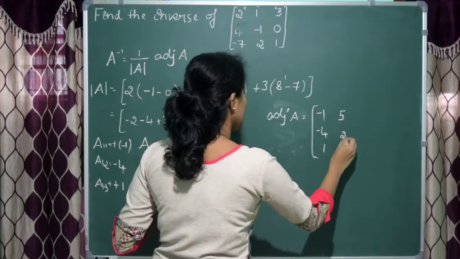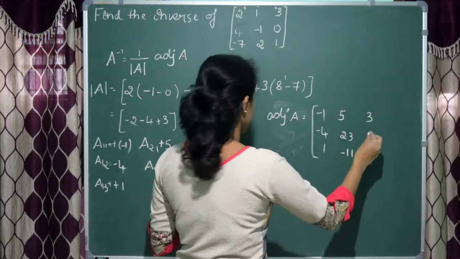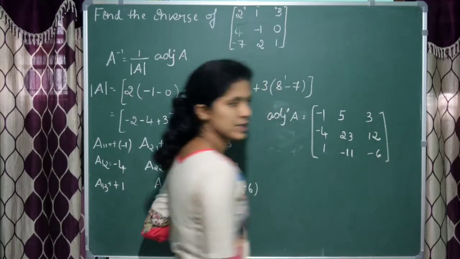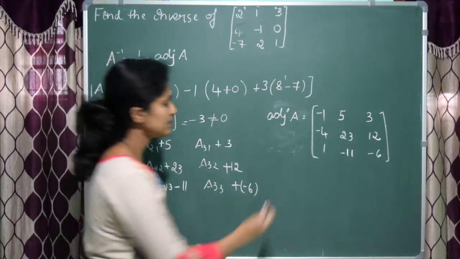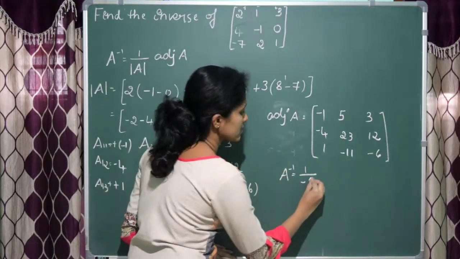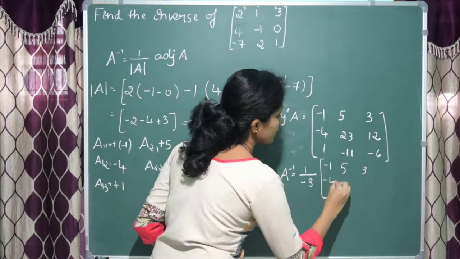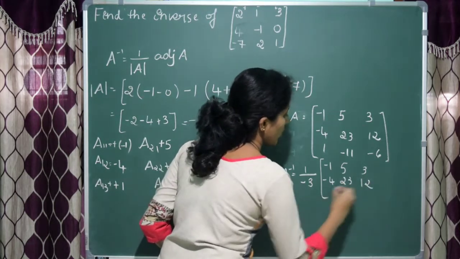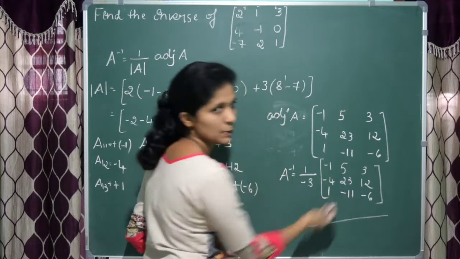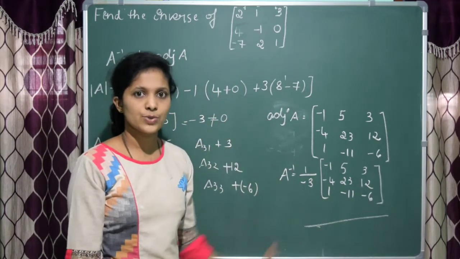This is 23 and minus 11. So this will be 3 and this is 12 and this will be minus 6. So this is the adjoint of a matrix. Now you have to substitute in this formula. A inverse is equal to 1 by determinant of A, which is minus 3, into minus 1, 5, 3, minus 4, 23, 12, 1, minus 11 and minus 6. If you want, you can multiply this, at least by a negative sign. Then you write the inverse of a matrix. I hope you understood this one.